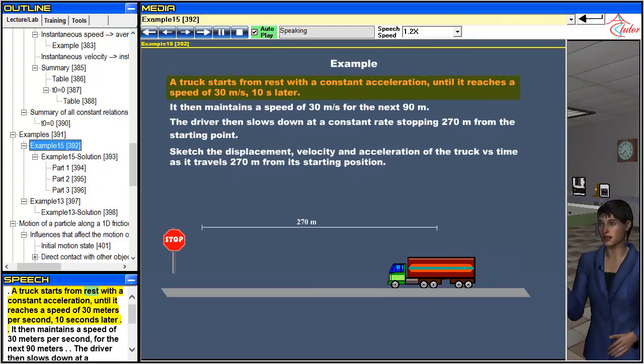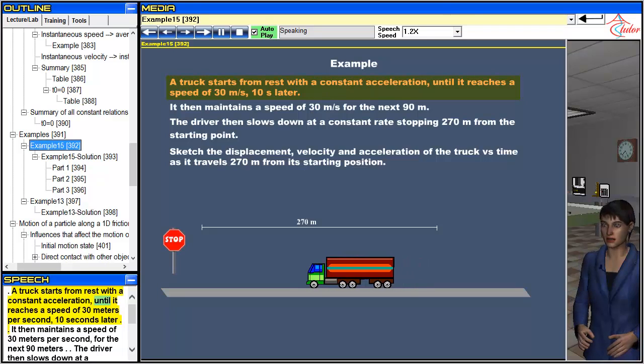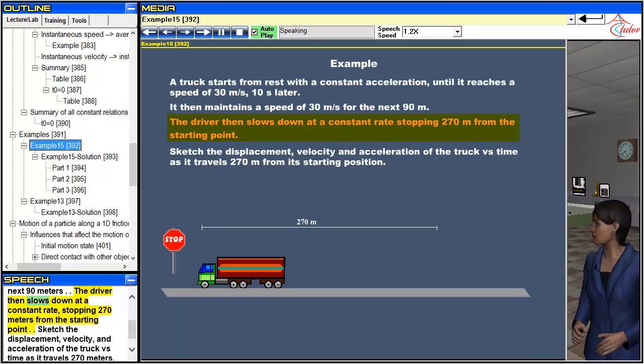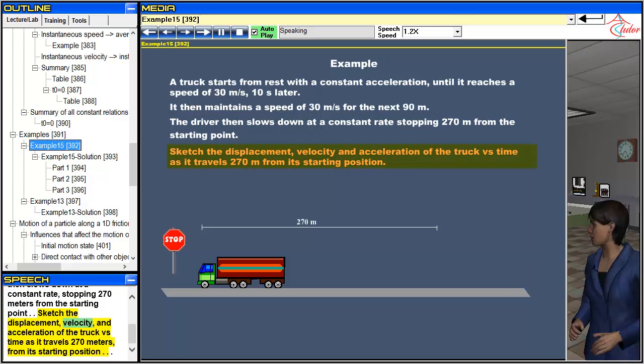A truck starts from rest with a constant acceleration, until it reaches a speed of 30 meters per second, 10 seconds later. It then maintains a speed of 30 meters per second, for the next 90 meters. The driver then slows down at a constant rate, stopping 270 meters from the starting point. Sketch the displacement, velocity, and acceleration of the truck versus time as it travels 270 meters, from its starting position.